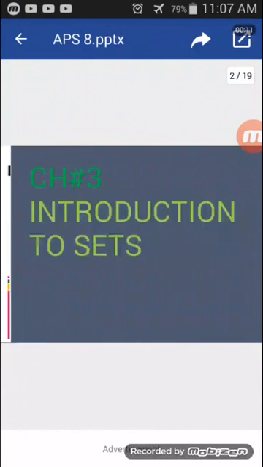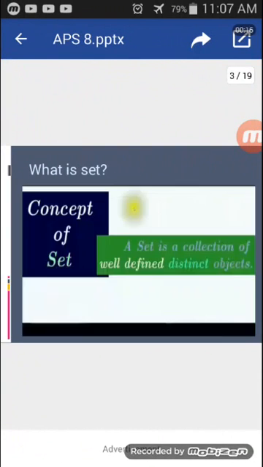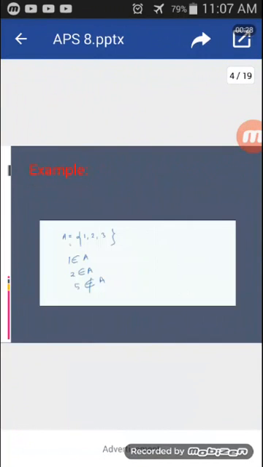Chapter number 3 is Introduction to Sets. So what is a set? You must know the concept of sets. A set is a collection of well-defined distinct objects. For example, if you have a set like A = {1, 2, 3}, then 1, 2 and 3 are the members or elements of the given set.